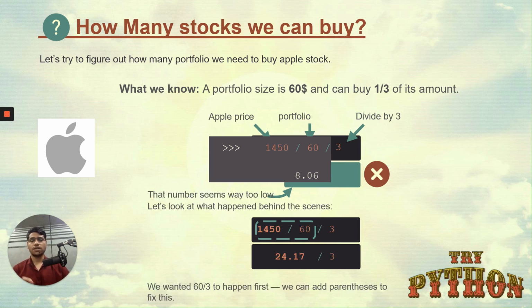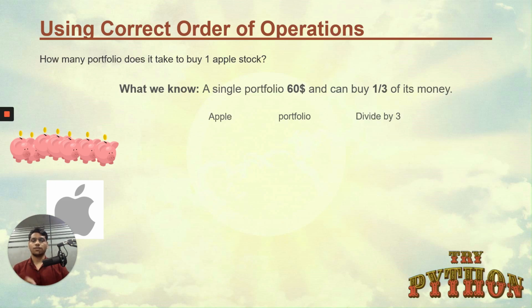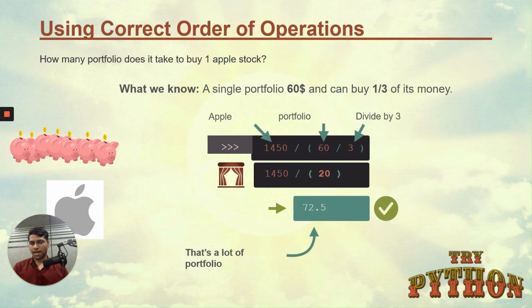But the problem is it's doing it in the wrong way. First, it is dividing 1450 by 60. I'm getting 24.17. And then that 24.17 is divided by 3, because of which I'm getting this answer, which is wrong. So if I want to correct myself, what do I have to do? I have to add a bracket. If I add a bracket around 60 by 3, first 60 by 3 will be divided. I'm going to get 20. And then 1450 will be divided by 20. And I'm going to get 72.5 as an answer.